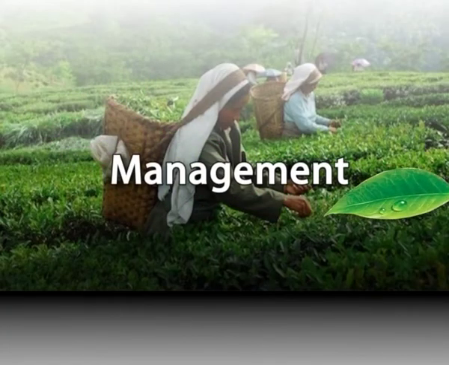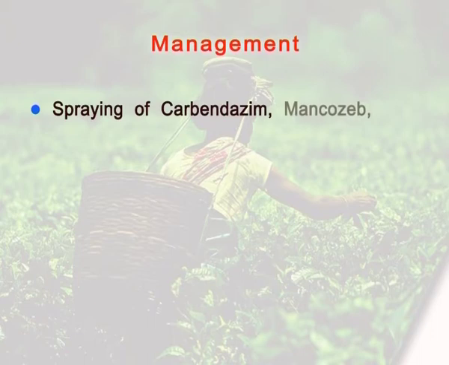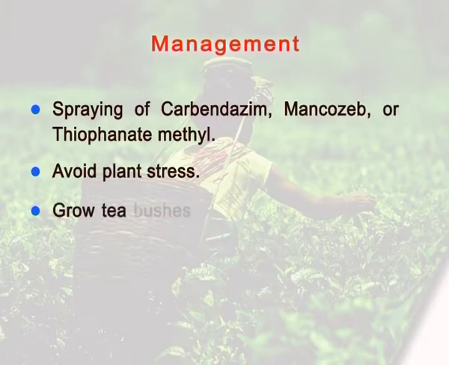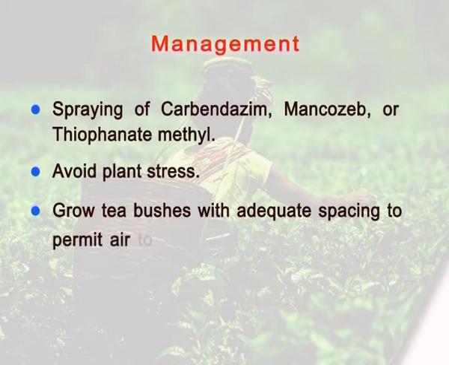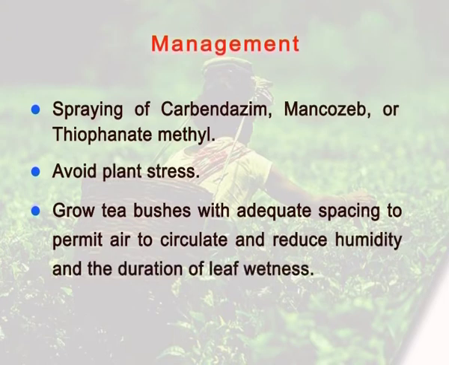Now let's see how to manage this disease. Spraying of carbendazim, mancozeb or thiophanate methyl is recommended. Avoid plant stress. Grow tea bushes with adequate spacing to permit air to circulate and reduce humidity and the duration of leaf wetness.